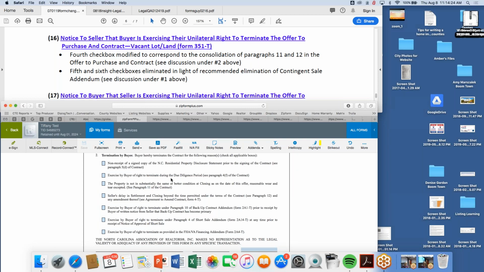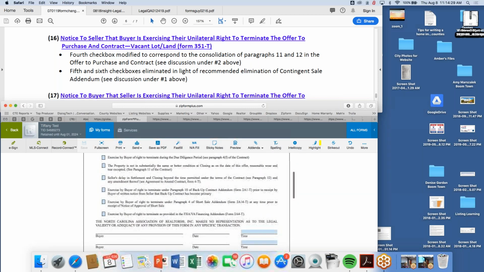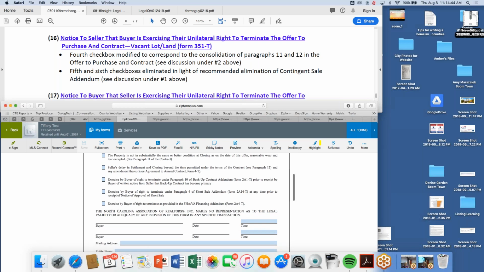Then you've got exercise buyer right to terminate during the due diligence period, which we see quite often. Then this is the property is not in substantially the same or better condition at closing as on the date of this offer, reasonable wear and tear accepted. So if there is a storm or something happens, that is one of the rights of the buyer. Would the buyer get any of their monies back in such a situation, earnest money and due diligence? They should likely get their earnest money back in that situation. But other funds would have to be negotiated.